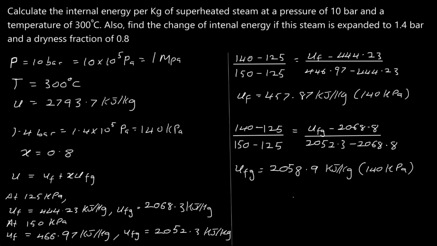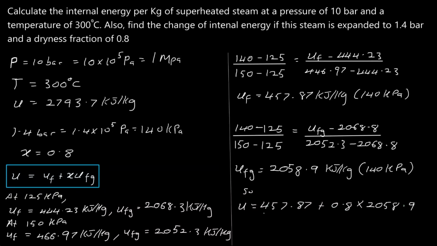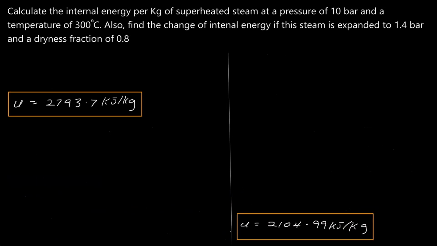And then we can use these values we've obtained for uf and ufg in our equation to find the specific internal energy. So u equals 457.87 plus 0.8 times 2058.9. And we get our specific internal energy as 2104.99 kilojoules per kg. The difference in specific internal energy, therefore, is 2793.7 minus 2104.99. And this gives us 688.71 kilojoules per kg. This means there is a drop in internal energy as the vapor goes from the superheated state to the saturated liquid vapor mixture state.